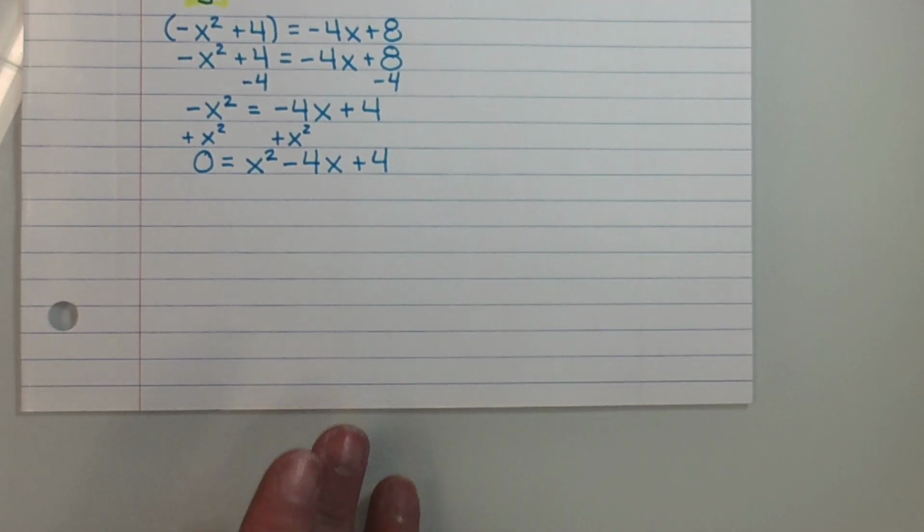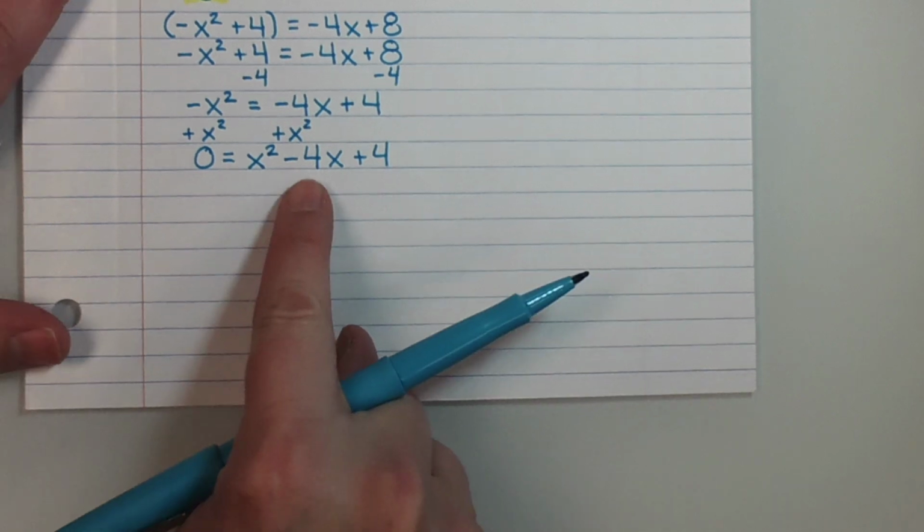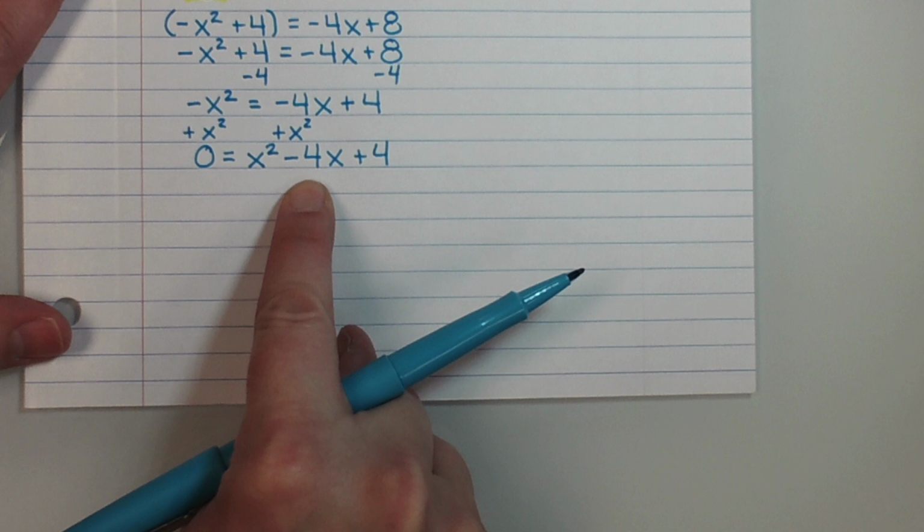Is this a setup that would be good to at least try factoring on? Yeah, there's a 1 in front of x squared. It would be good to at least try. Is this a form that would be okay to try completing the square on? Yeah, because there's a 1 in front of the x squared and this is even. So completing the square wouldn't be bad here.